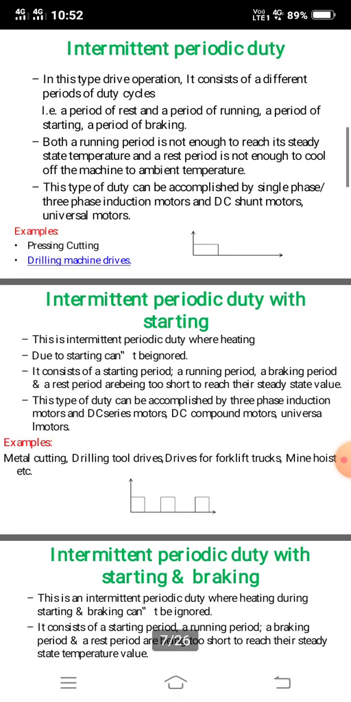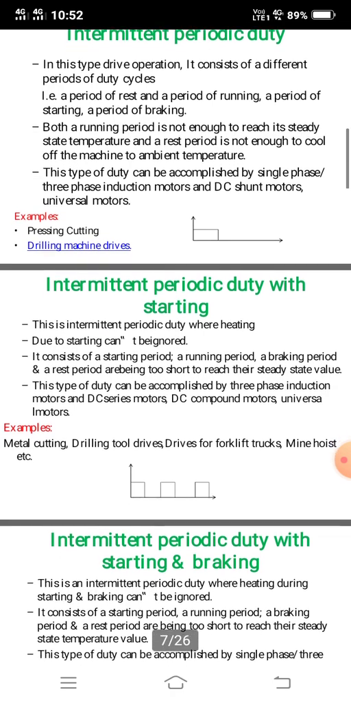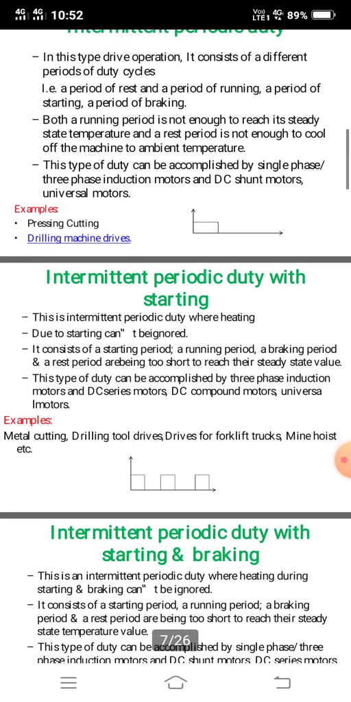Look at the graphical representation of intermittent periodic duty with starting here. This graph has time on the x-axis and temperature on the y-axis, a particular temperature with load capability. That temperature is always related with the DC compound motor, DC series motor, universal motor, like this.